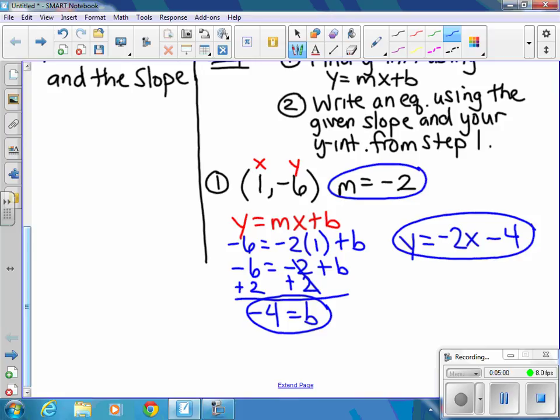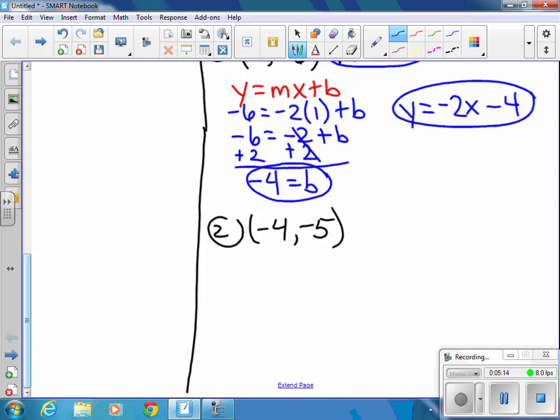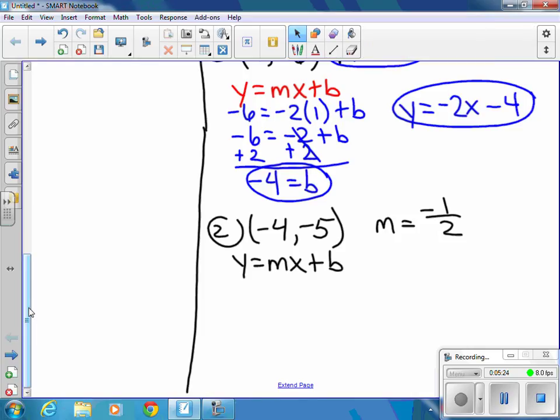Notice how I took the m that was given and the b that I calculated and put them together into the formula and came up with my equation. Okay. So let's try another one. This time your ordered pair is -4, -5, and your m value is -1/2. Same process. Take y equals mx plus b, take out the letters you do know, and leave the b behind because that's what we're trying to find.